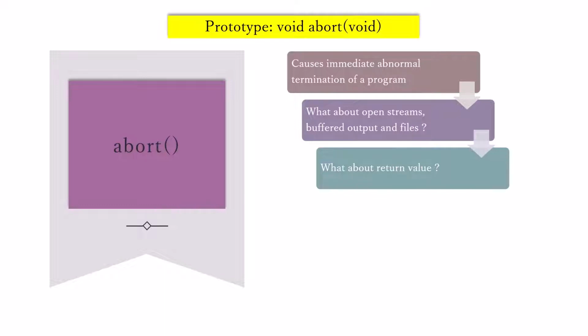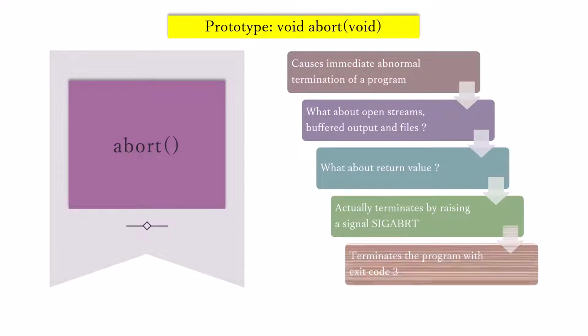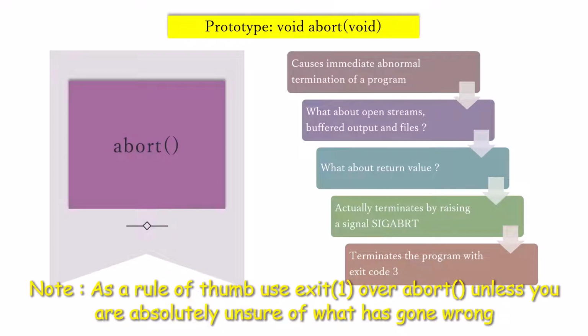But what we can do is have a handler, which is nothing but a function, a set of instructions, that will execute when abort is called. So that will be triggered once the abort function is called. This function actually terminates the program by raising a signal called SIGABRT, and all signals are defined in the header file signal.h, which means when you're using the abort function, we need to include the header file signal.h in our program. The program terminates with exit code 3 when we use the abort function.